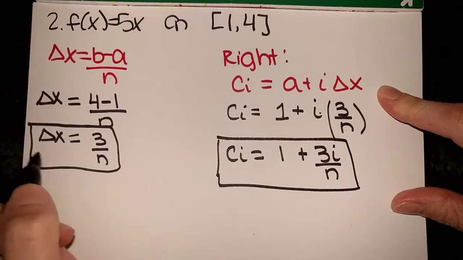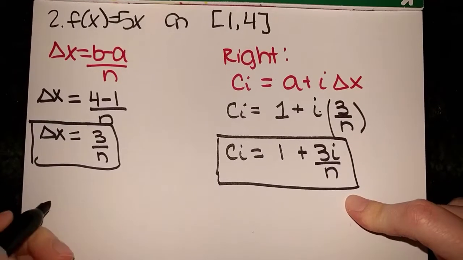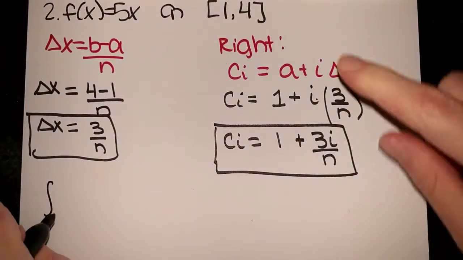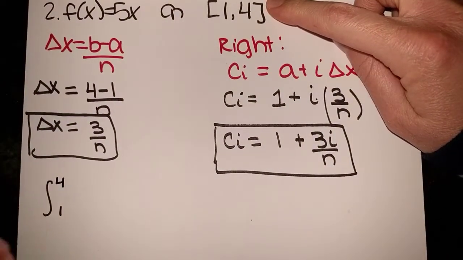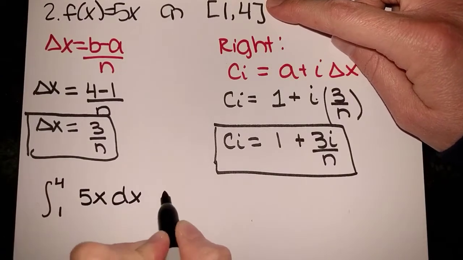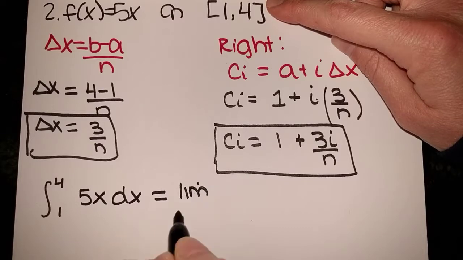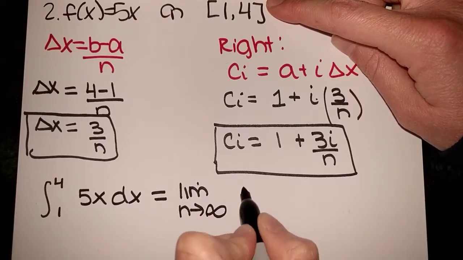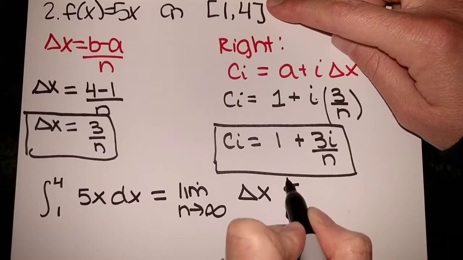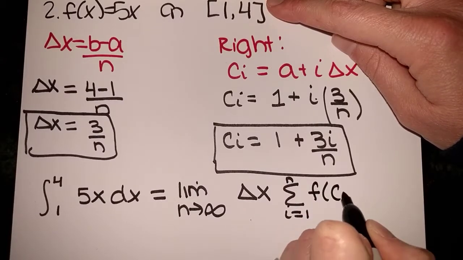So once we have our delta x and our ci, then we can go into our definition of the definite integral. So we will have that the integral from 1 to 4 of f of x, which in this case is 5x dx, is equal to the limit as n goes to infinity of delta x times the summation from i equals 1 to n of f of ci.